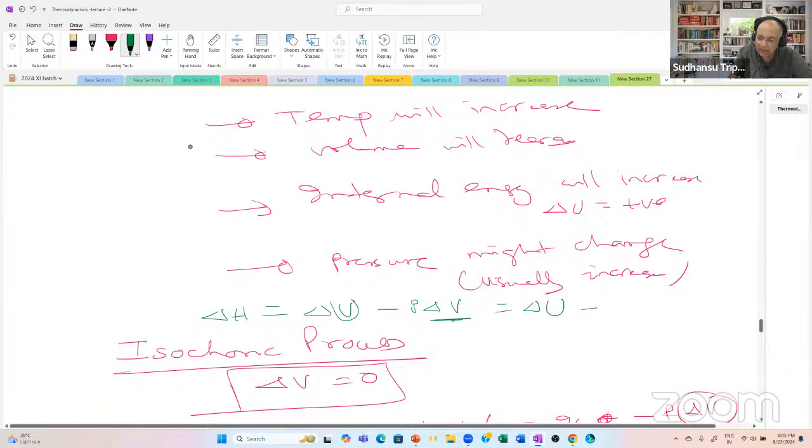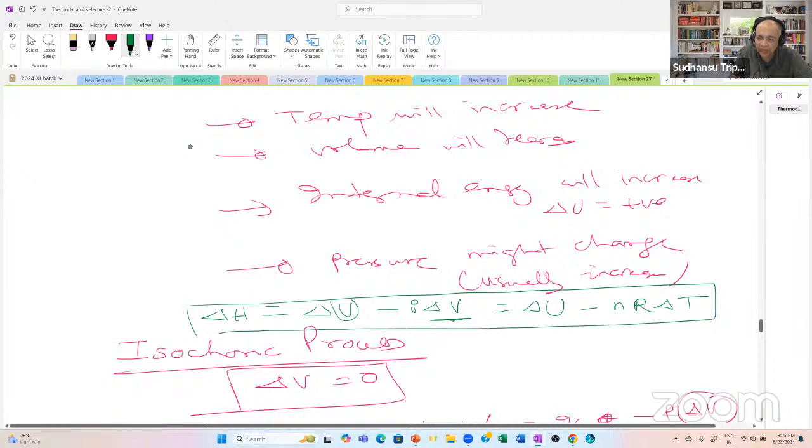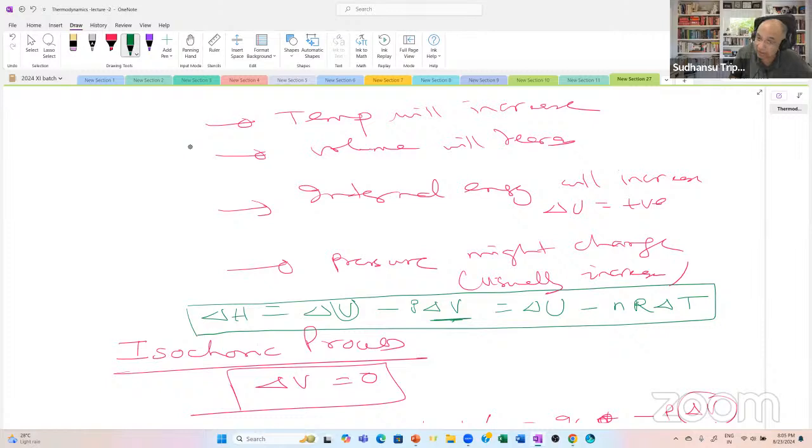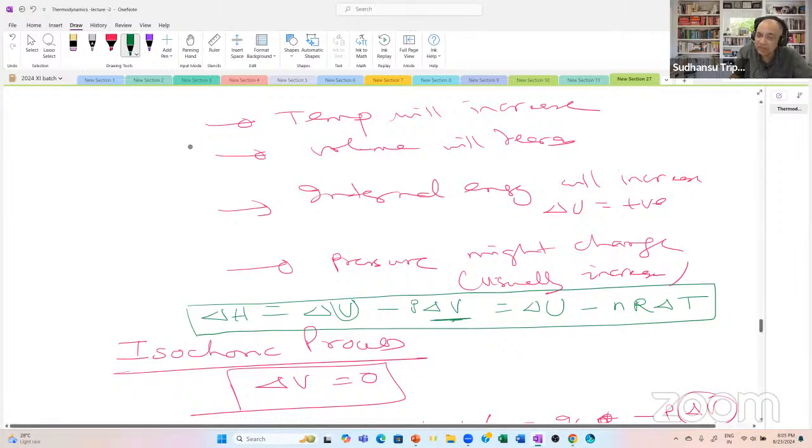So we approximately write del H equals del U minus nR delta T to find the correlation when everything is changing. Enthalpy change carries no meaning, but still you may get a question. When we discuss the heat capacities Cp and Cv, then we'll have another relationship. So we can find out what the enthalpy change is.